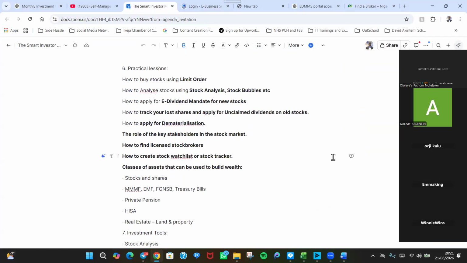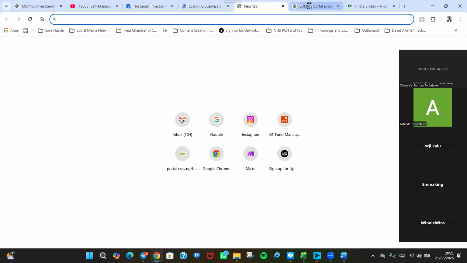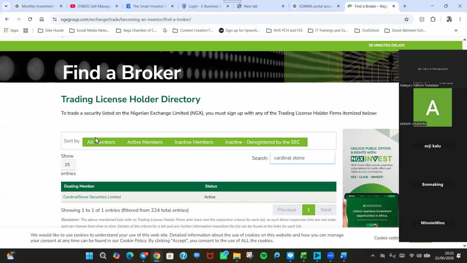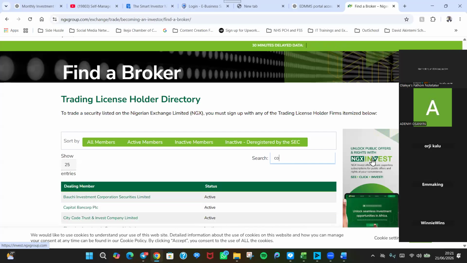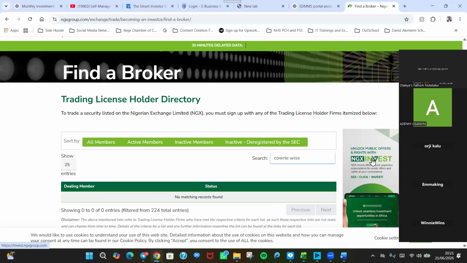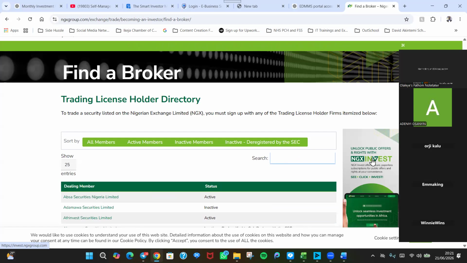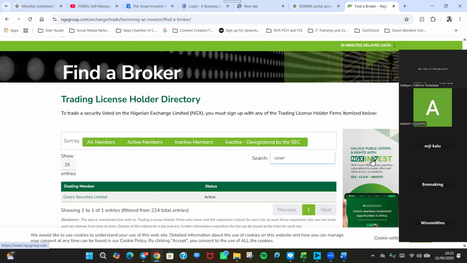Sir, can we check Cowrywise? Okay, let's see Cowrywise. Cowrywise is not coming up, but can somebody spell it for me? Maybe I'm not spelling it correctly. Actually, it came up. Cowry, is it the same as Cowry Securities Limited? Yes, sir.